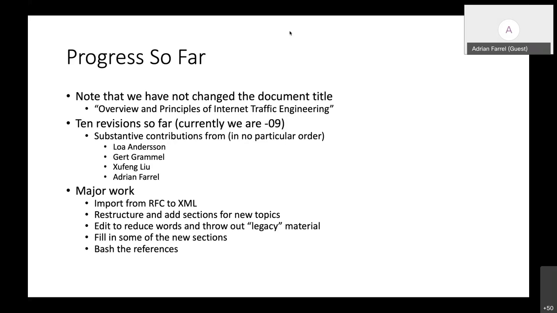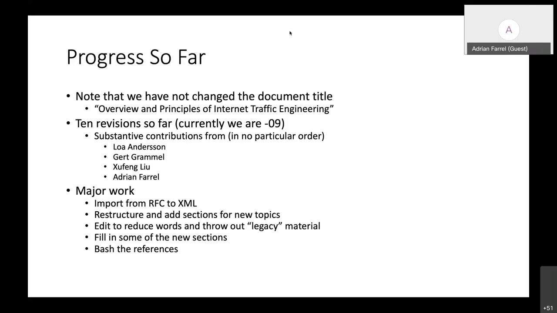We're currently at revision 09, and we've had just four of us make substantive contributions to the document. Only three of those actually from the original design team. Gert came along and did some really helpful work as well. What have we done? Well, we've turned the old RFC from text into XML. We've restructured quite a bit, moving the sections around. And we've thrown out a lot of legacy material, big bits and little bits. Little bits are things like CRLDP. Larger bits are that we probably don't need to talk about ATM in much detail anymore.